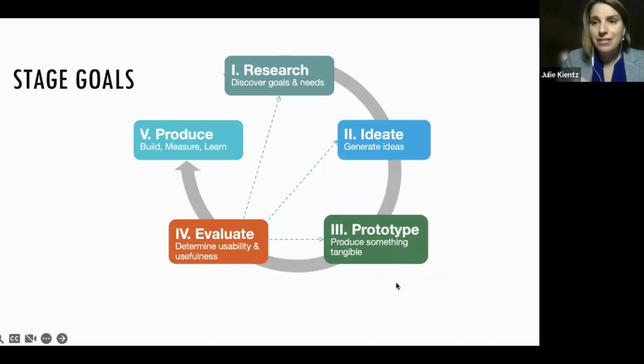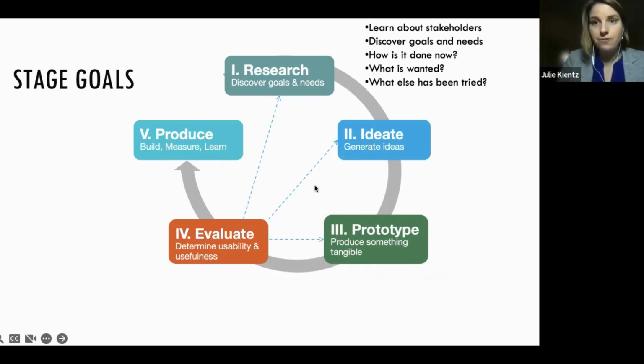Okay, so at each stage, there are a number of different goals, and I'm going to share with you what those goals might look like. First of all, in the user research stage, this is really where you're doing needs assessment. So who are your stakeholders and what do they need? How are things being done now? What are the concerns about the way it's being done now? What's being done now that isn't quite meeting their needs, and what is wanted that will better meet their needs? Also, what else has been tried? Have people tried doing different things that didn't work? If it didn't work, why? You do ask a lot of questions in this stage.